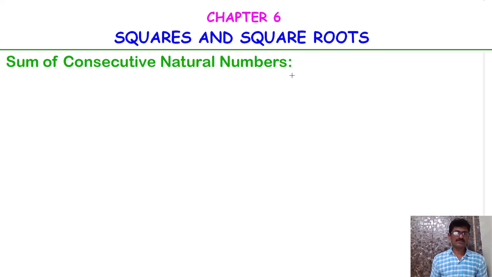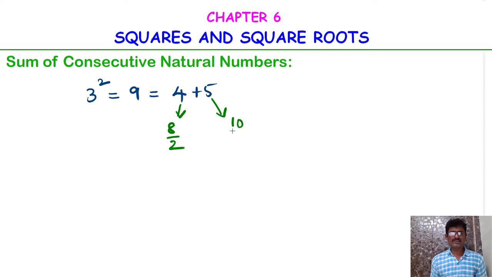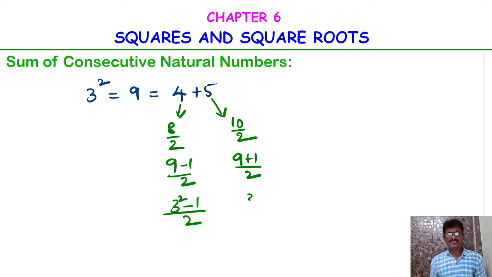Sum of consecutive natural numbers. Suppose let us take 3 square. 3 square equal to how much? 9. We can write this one as 4 plus 5. Now you can write this 4 as 8 by 2 and this 5 as 10 by 2. Now we can write 8 by 2 as 9 minus 1 all over 2 and 10 as 9 plus 1 all over 2. Now this 9 can be written as 3 square. So 3 square minus 1 all over 2. This is 3 square plus 1 all over 2.